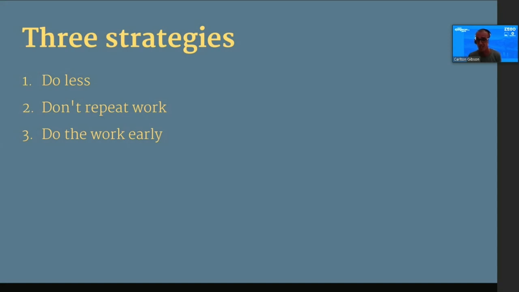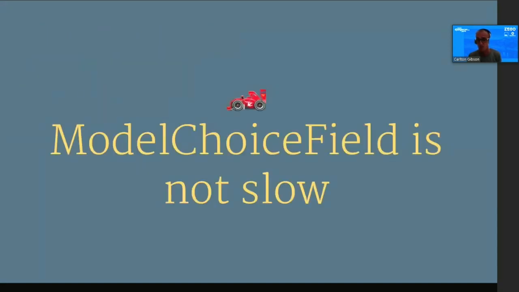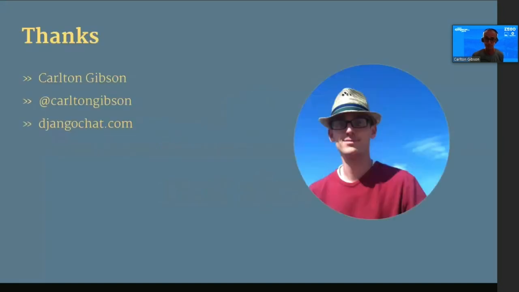The take-home message here is that really that model choice field is not slow at all. But you do have to be aware of the work it's doing, and you do have to give it a chance to be performant. That's it. As I said at the beginning, I think of this as one of the first ports of call in everyday Django optimization. You need to be able to set the query set on a model choice field, or if necessary, the choices on a model choice field.